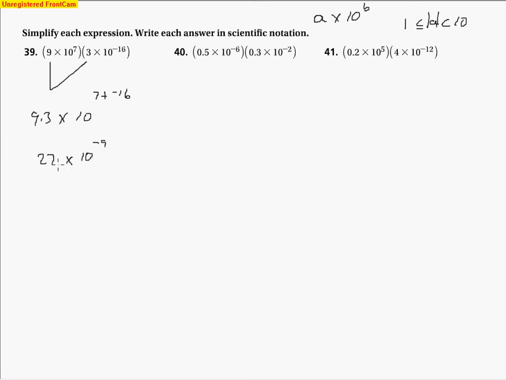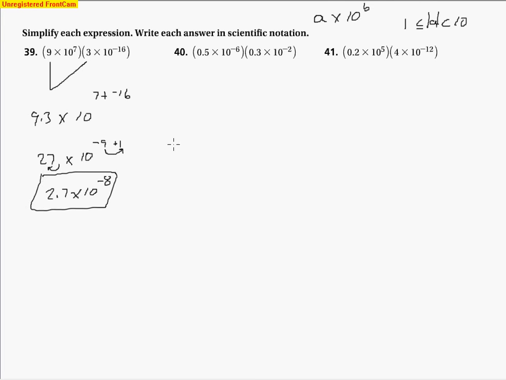It's bigger than 10. So that means I need to make this one smaller. So I need to move its decimal over. And that means I need to make this one bigger. So I need to add one extra 10 here. Multiply this by 10. And that's going to make the 2.7 times 10 to the -8th power.